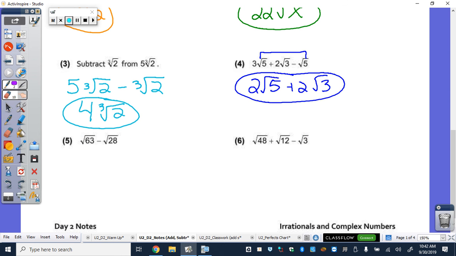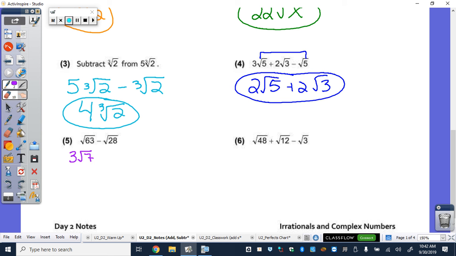So how about for that 5th one? Do we have like radicals? No. But 63 and 28 kind of stick out in my head because I can simplify those. So let's simplify that first. What's our perfect square that can go into 63? 9. And the square root of 9 is? 3. So that simplifies into 3 radical 7 once I take out my perfect square.